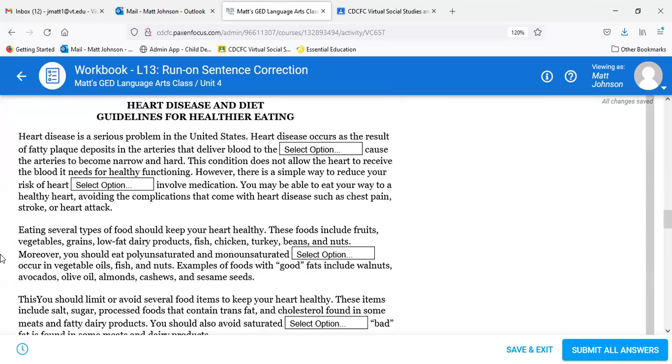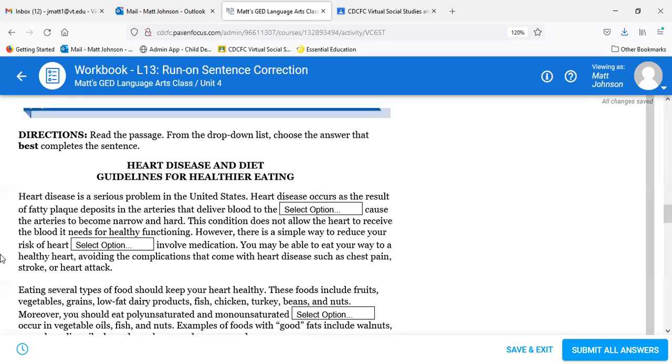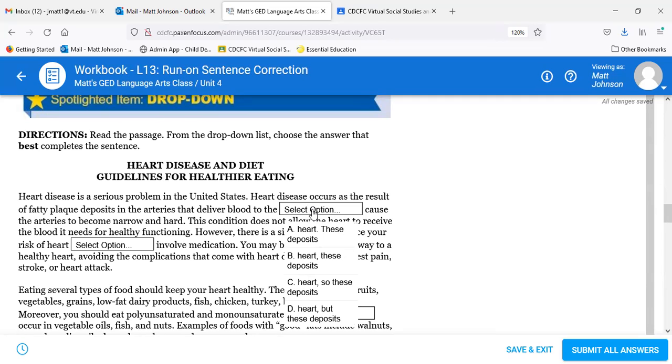Now on to our paragraph. Heart disease and diet guidelines for healthier eating. Heart disease is a serious problem in the United States. Heart disease occurs as a result of fatty plaque deposits in the arteries that deliver blood to the heart. Tracy, try that one.